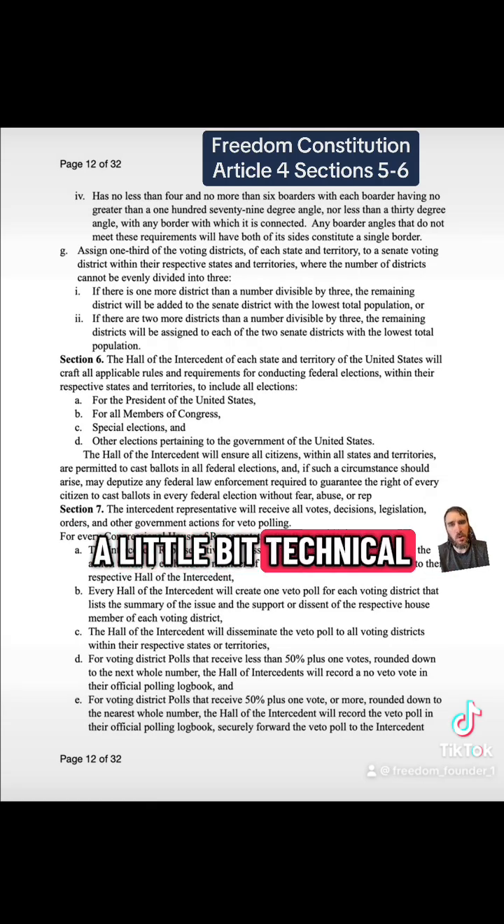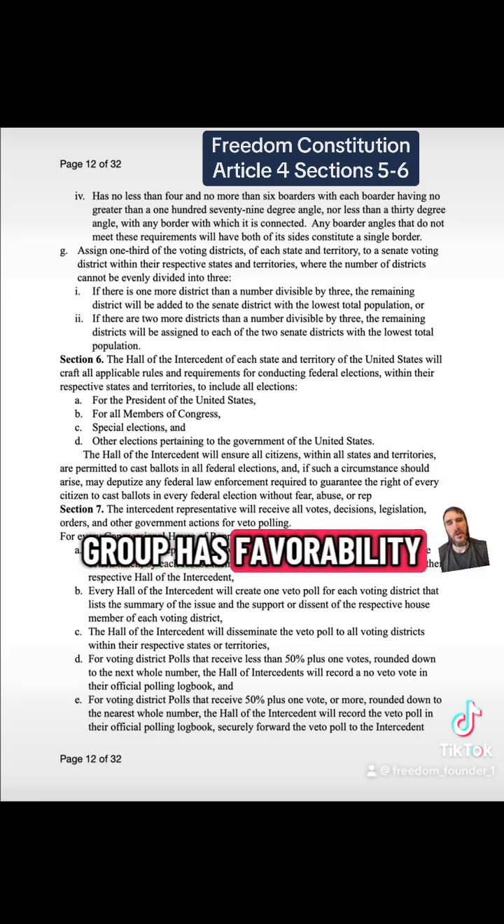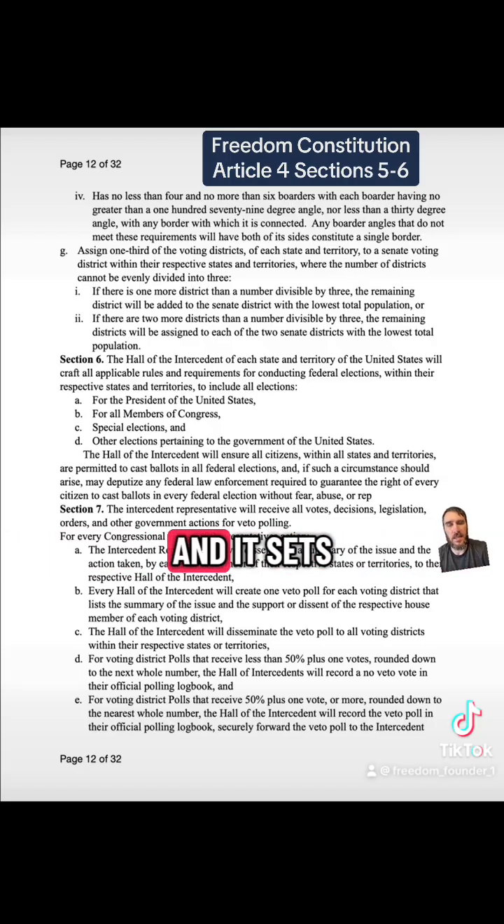So this is a little bit technical, but what it's saying is there are specific geographic requirements for voting districts to ensure that they don't have some kind of crazy shape, so that legislatures or the Intercedent can't gerrymander voting districts to ensure one political party or group has favorability in a state over another because of irregularly geometric shaped voting districts. And it sets a couple rules, especially in Part 4, or IV, which is 4 in Roman numerals. It sets some requirements that if you have basically a flat line, that counts as one border. You can't have a very modest angle of less than 1 degree. That's 2 different borders to meet the requirements of this portion.